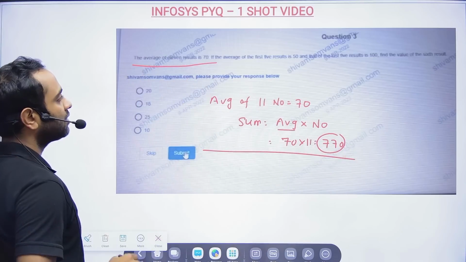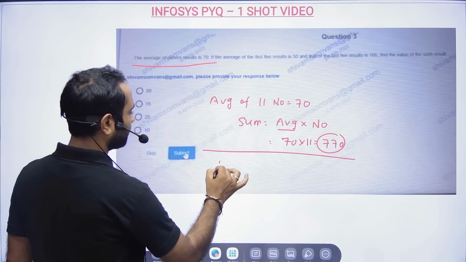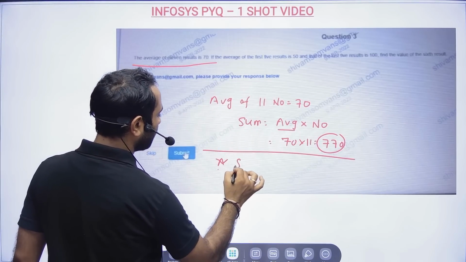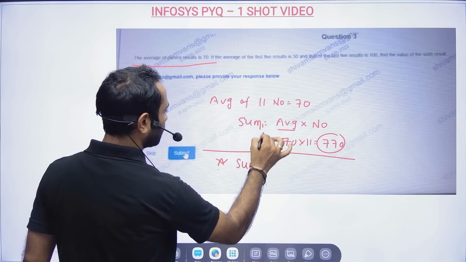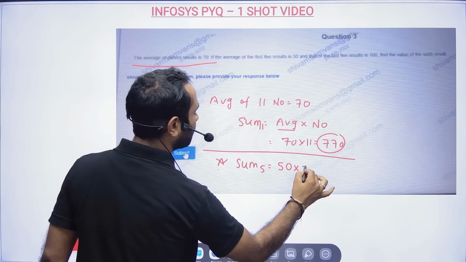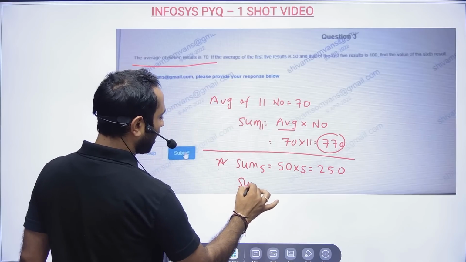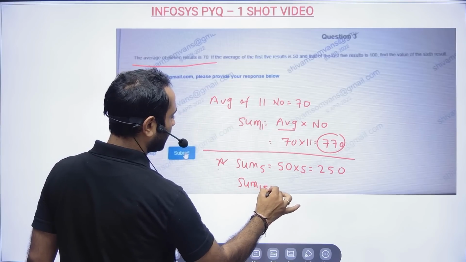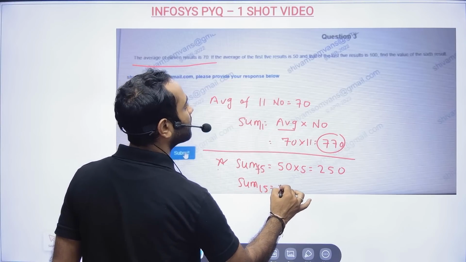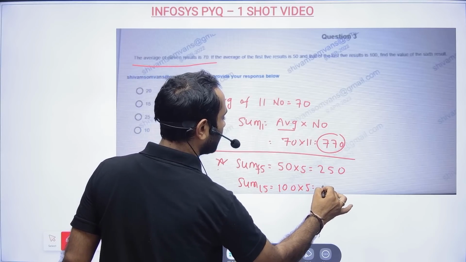Now, sir, the average of first 5 results is 50. So the sum of the first 5 numbers will be average times count. So it is 50 and 5 numbers, so 250. And then the sum of the last 5, L5 I will write, and this is F5 I will write, is 100. So 100, how many numbers? 5. So it is 500.